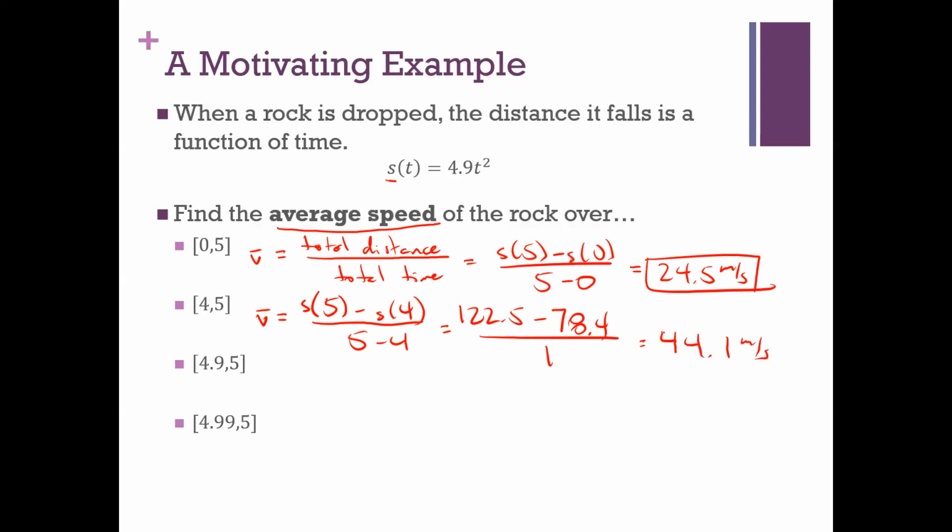And I think we even said on day one, seems like a long time ago, that whatever estimate we came up with from 0 to 5 is going to be an underestimate. And if we shorten it to 4 to 5, we get a larger estimate for speed. Let's skip ahead and do the last hundredth of a second, around where I care about. So S of 5 minus S of 4.99, all over 5 minus 4.99.